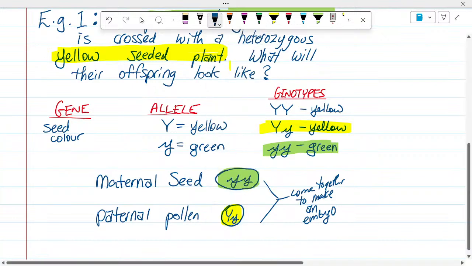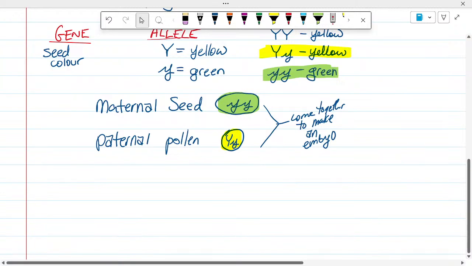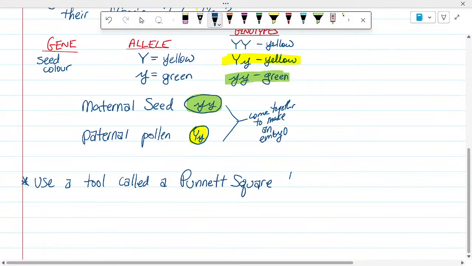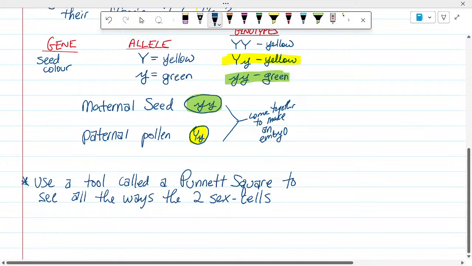Well, how many ways could they come together? Well, we could figure it out here, but what we're going to do is we're going to use a tool called a Punnett square, to see all the ways the 2 sex cells, in this case, the seed and the pollen, can come together to make an embryo, which is the offspring.